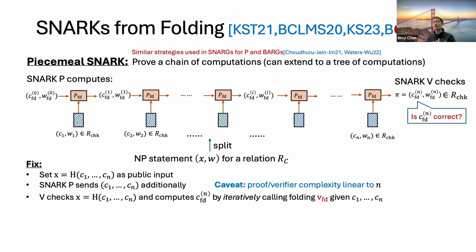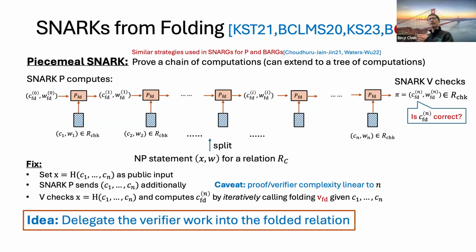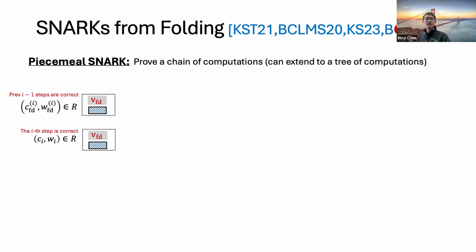However, this is not going to be efficient because the proof and verifier complexity is now at least linear in the number of chunks. When the number of chunks is large, it's pretty expensive. But we can do much better and remove the dependence on the number of chunks. The idea is pretty similar to SNARK recursion, where you delegate this iterative verifier work to the relation you want to fold. Okay, so what does that mean?